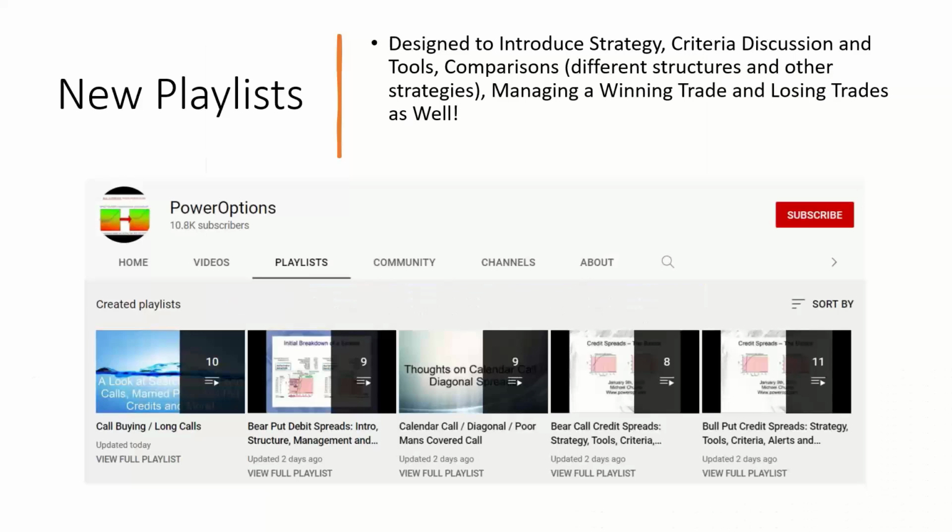Also this week, I spent some time updating some of the playlists on PowerOptions. There are about 12 to 15 different playlists available. These playlists are designed to introduce strategy concepts, criteria discussion, tools to use on PowerOptions to implement those, comparisons on different structures as well as other strategies, managing winning trades, managing losing trades, exit strategies, and more.